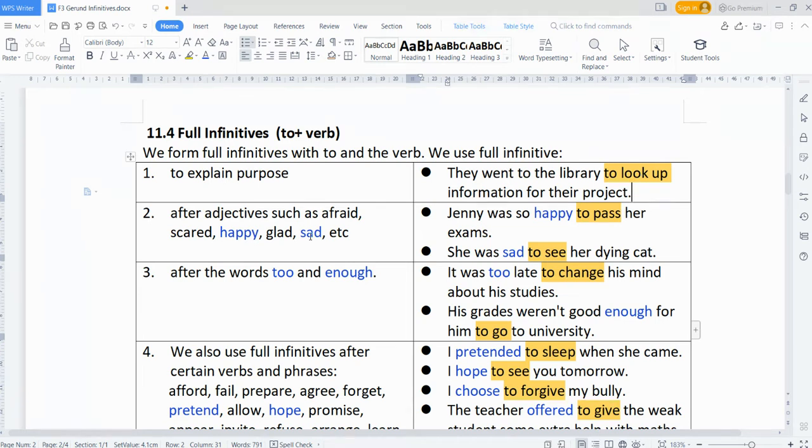Number two, after adjectives such as afraid, scared, happy, glad, sad, etc. For example, Jenny was so happy to pass her exams. She was sad to see her dying cat. Number three, after the words too and enough. For example, it was too late to change his mind. His grades weren't good enough for him to go. So you can see that the full infinitives have been highlighted in orange.